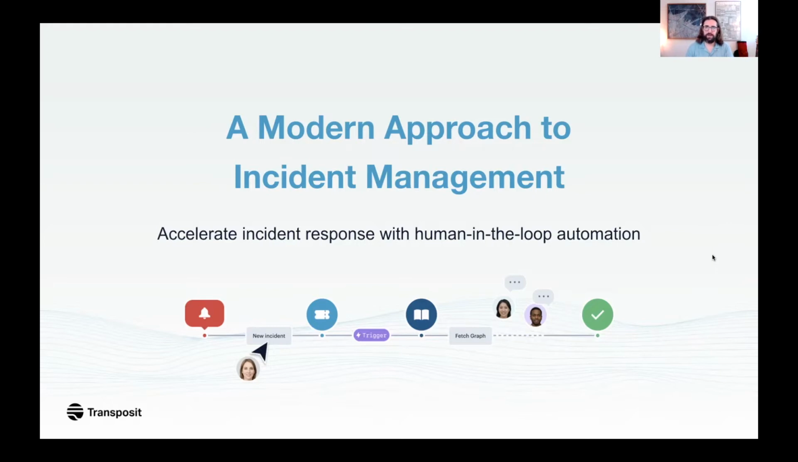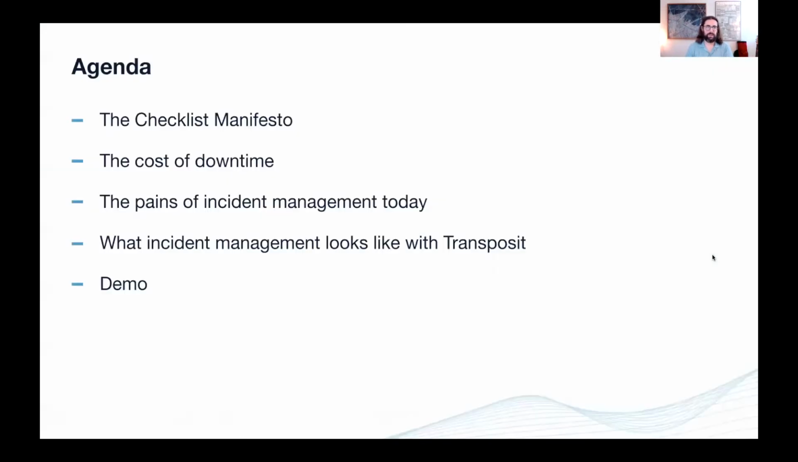So let's take a look a little bit deeper into what we'll be covering. We're going to start with one of my favorite books called The Checklist Manifesto, and this is going to set a base for us throughout this conversation because I think that the things that it talks about are really central to what we're trying to do with incident management, not just with our platform at Transposit, but in this space in general, industry-wide.